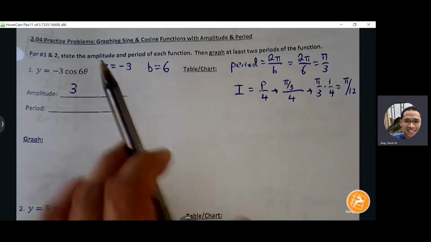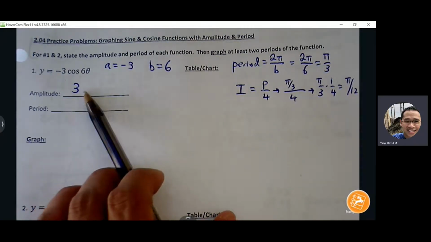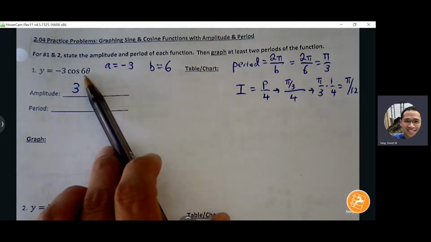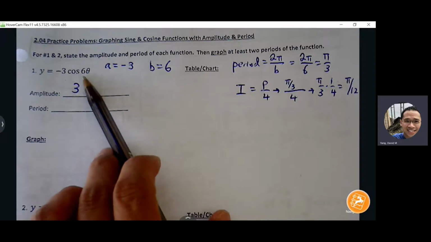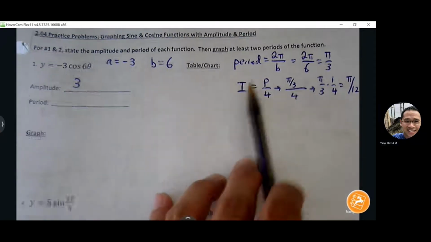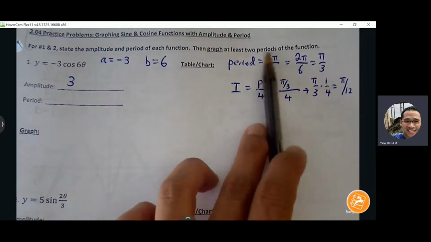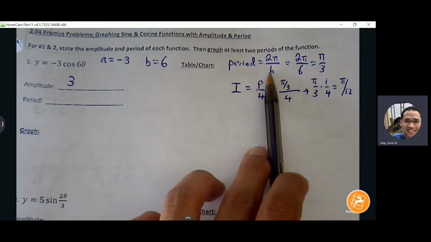Okay, so our A value is -3, but amplitude is always the positive version of the A value. The B is the coefficient in front of the theta, but inside the trig function. Our period formula is 2 pi over B. 2 pi is what the parent function is going to have, but that divided by B is going to allow for us to adjust to the new period of the function.